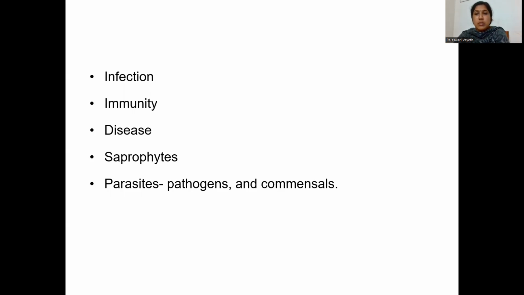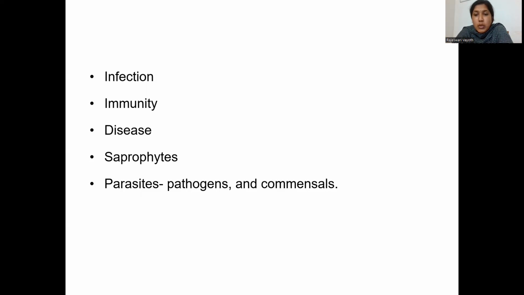Now, the host body has a large number of commensals, and many commensal microorganisms act as facultative pathogens. Let's see what these facultative pathogens are. They are the normal microflora of the host. They live in the host without causing any harm. But once the immunity of the host weakens, they can cause a disease in the host. These types of pathogens are known as facultative pathogens.